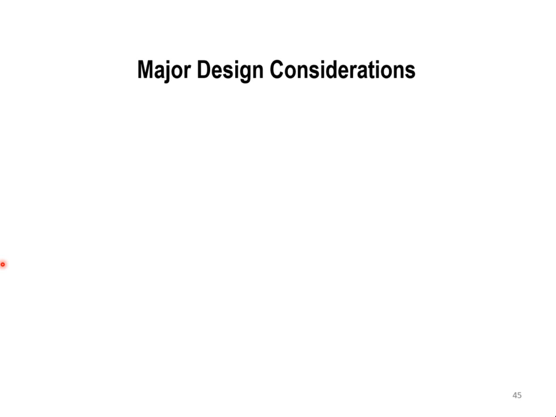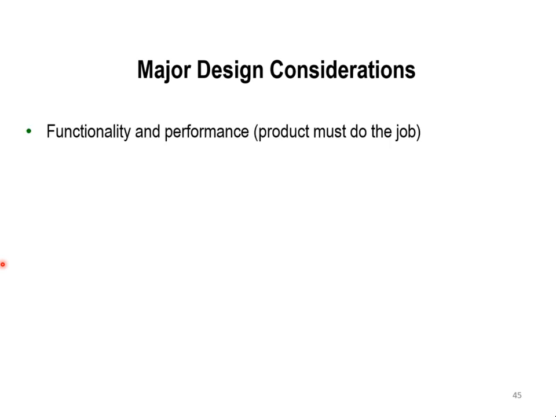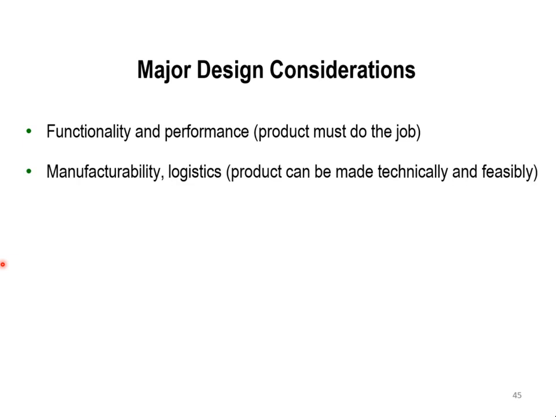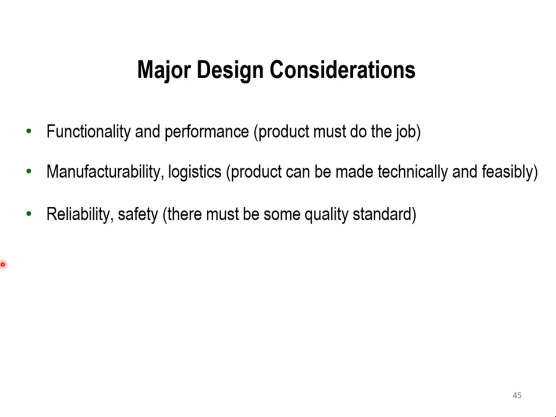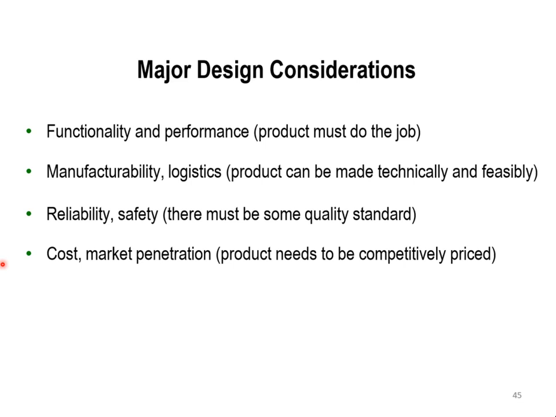Now, the major design considerations we have are the functionality and performance of the product, which must do the job. So the functionality and performance should be done in a good manner. Also, manufacturability and the logistics, so the product can be made technically and feasibly. Reliability and safety, where there must be some quality standards. The cost or the market penetration, where the product needs to be competitively priced.